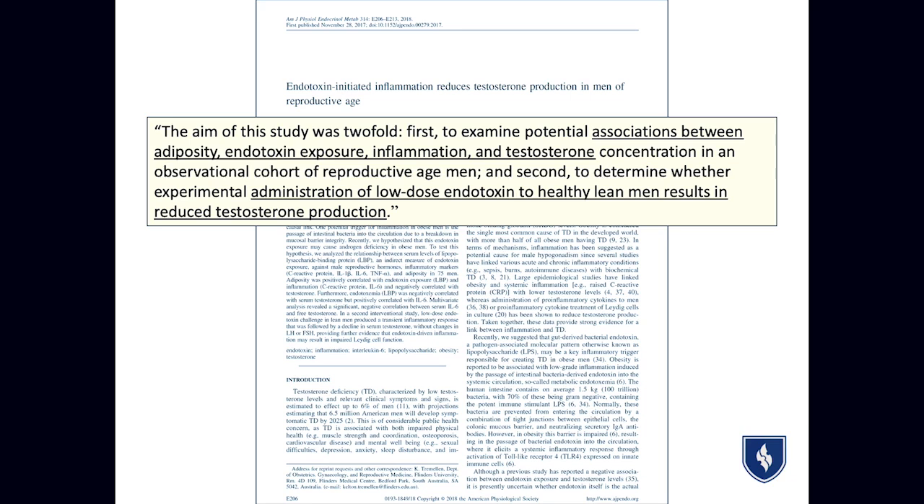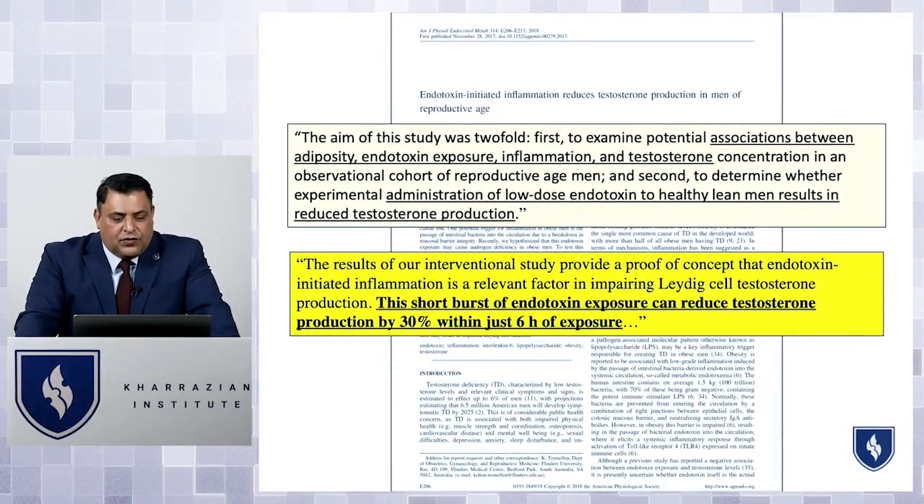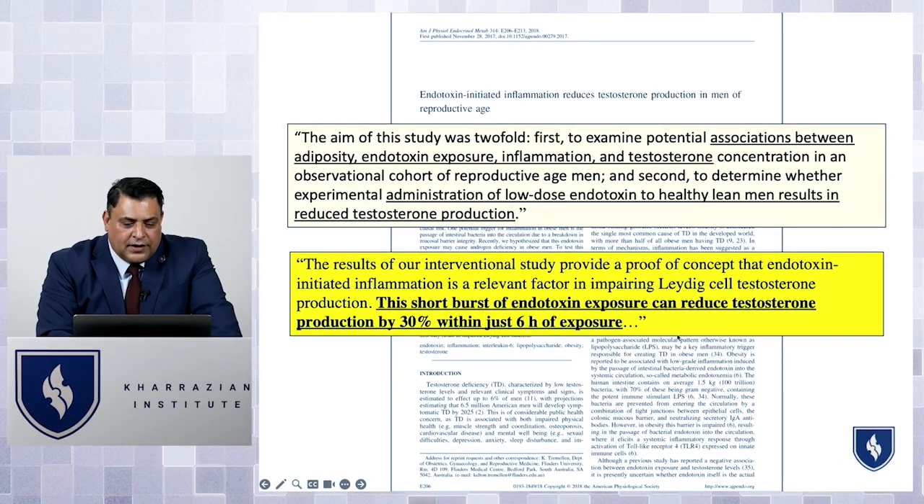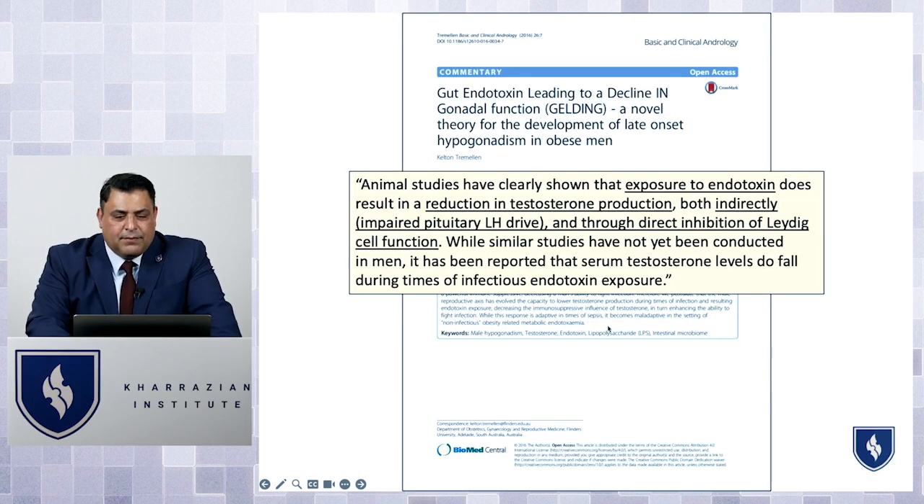This was another study that was really looking at associations between adiposity, endotoxin exposure, inflammation, and testosterone concentrations. And basically, they found that if they administered a low dose of endotoxin like leaky gut, they could see a significant drop in testosterone levels. The study showed that short bursts of endotoxin exposure can reduce testosterone production by 30% within 6 hours of exposure.